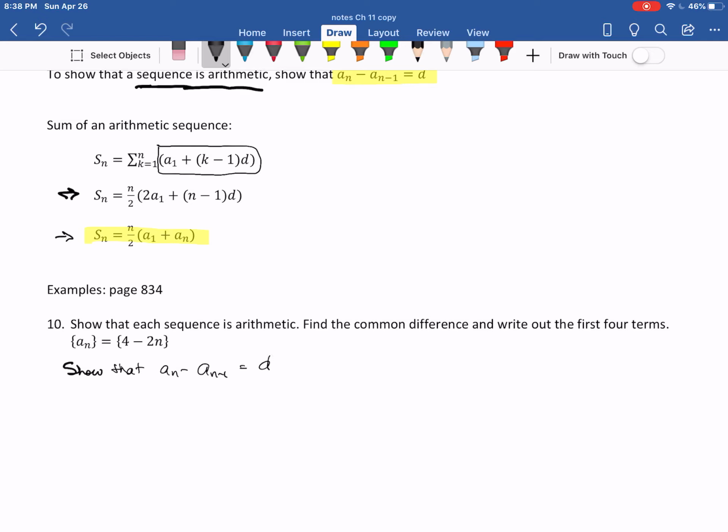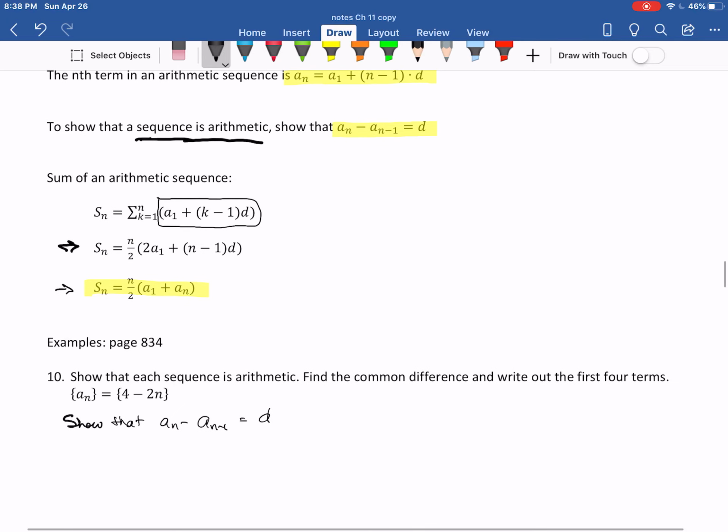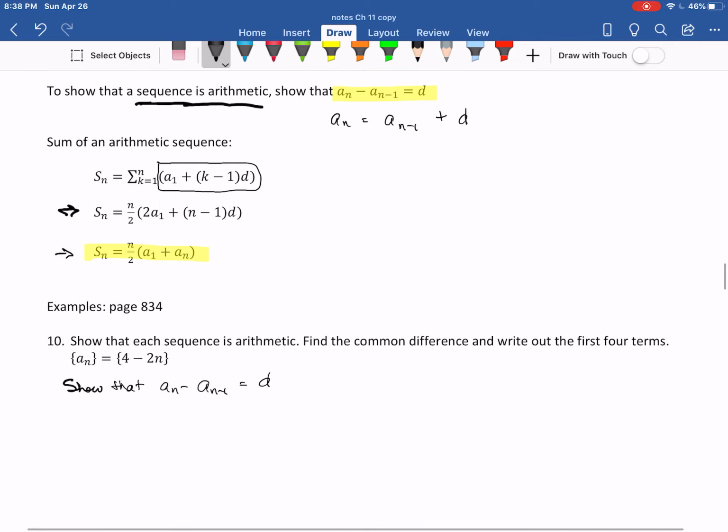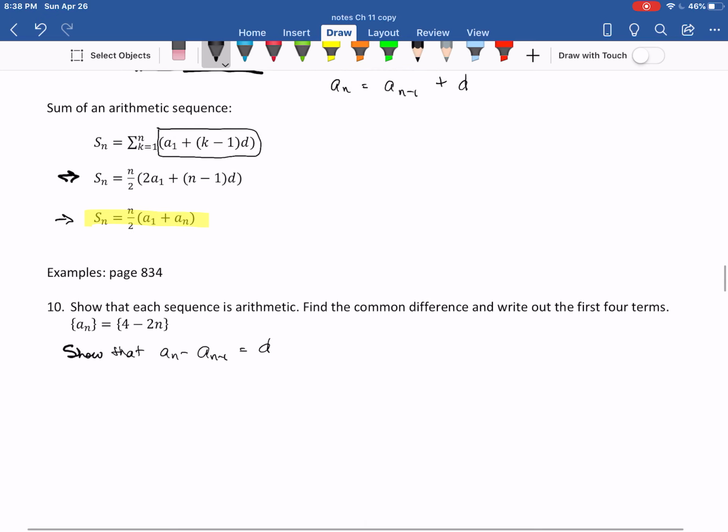So that makes sense if you understand that in order to get that an term, I would take the previous term and add a d to that. So just rearranging those three pieces gets you to what we've already learned from the beginning of the section. Okay, so this is how I'm going to show that my sequence is arithmetic. I'm not adding them up, my sequence is arithmetic.